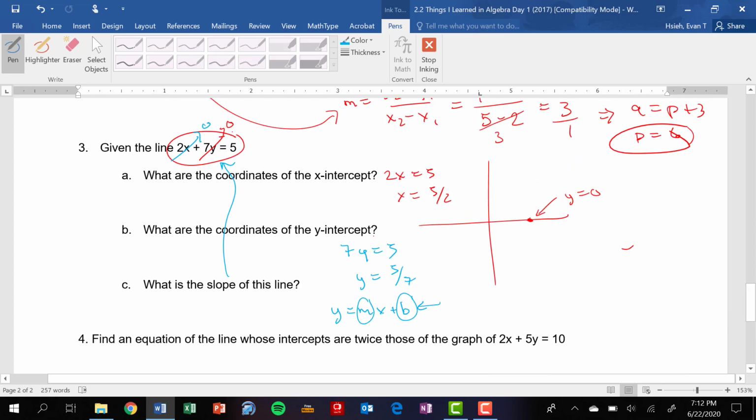And the other thing I can do is I can take these 2 points which we just found, this guy, and just find the slope using those 2 points.